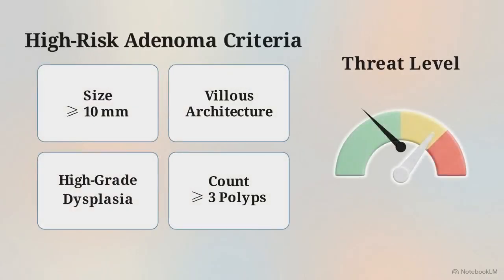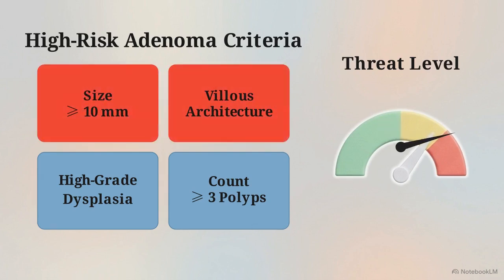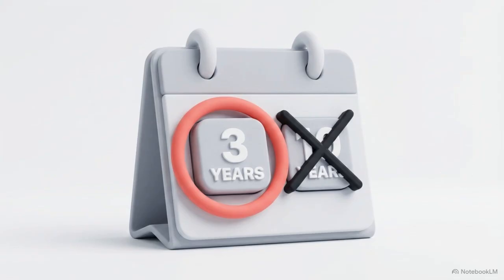This matrix defines the clinical criteria flagging an adenoma as high risk: size 10 mm or larger, villous architecture, high-grade dysplasia, or 3 or more polyps. Specifically, greater than or equal to 10 mm or villous features significantly escalate the threat level. Any adenoma meeting one of these high-risk criteria alters the patient's prognosis and accelerates the required surveillance timeline.